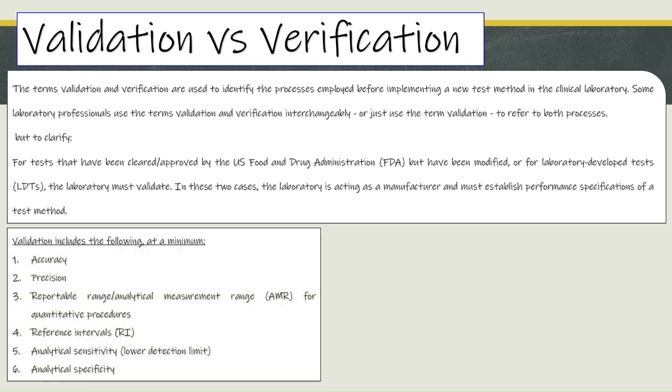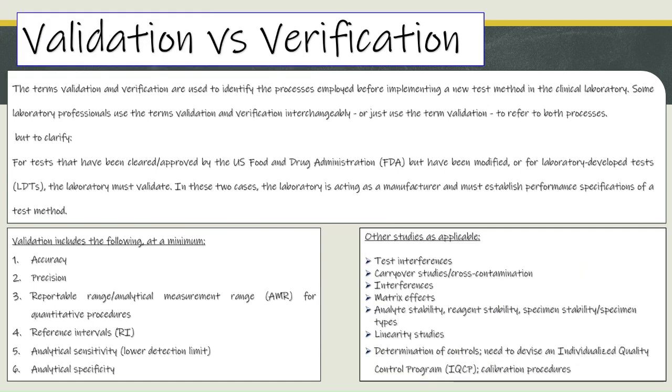Validation includes the following, at a minimum: 1. Accuracy. 2. Precision. 3. Reportable range/analytical measurement range, AMR, for quantitative procedures. 4. Reference intervals, RI. 5. Analytical sensitivity, lower detection limit. 6. Analytical specificity.